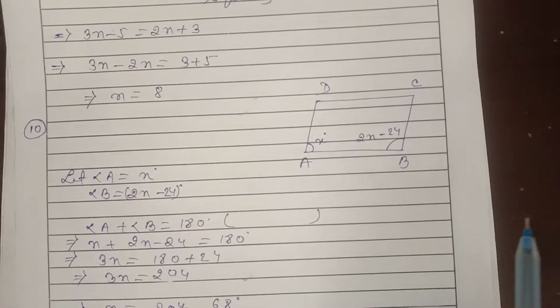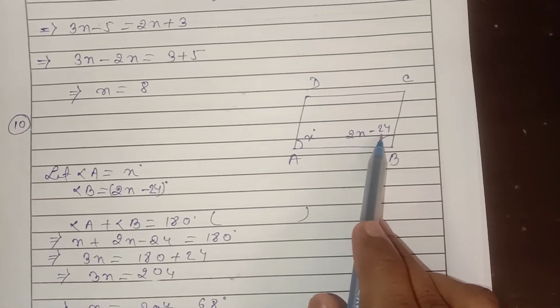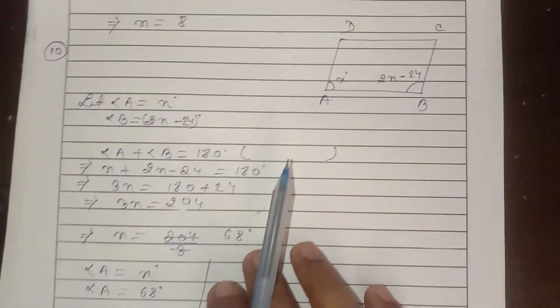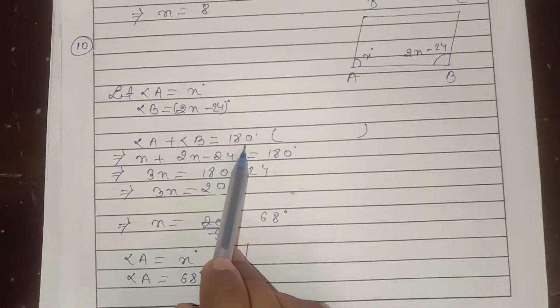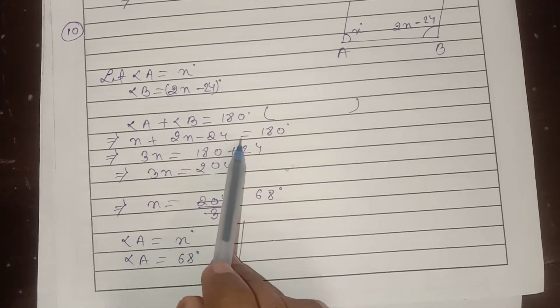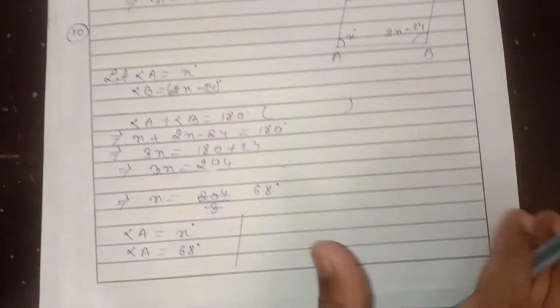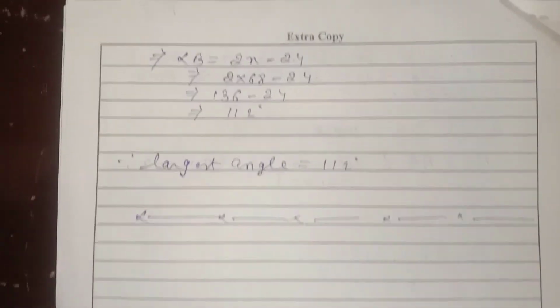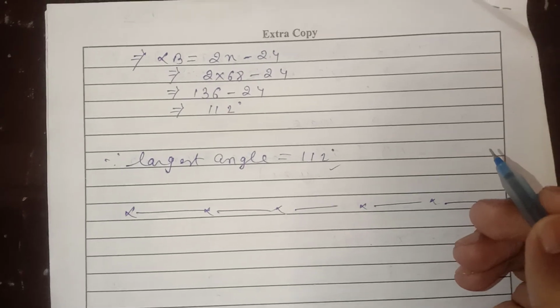Question number 10. If one is x, the other is 24 less than twice the x. As we know that A plus B equals to 180 degree by the property of co-interior angle, put all the values of it and try to find out values. So A is 68. Same way we can find out B, that is 2x minus 24. So the largest angle of both of them will get it as 112 degree.